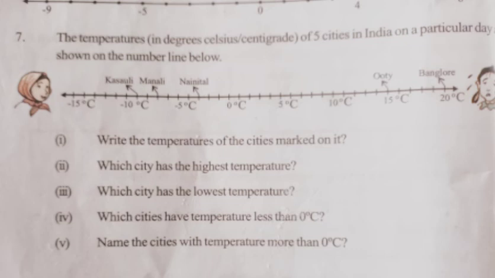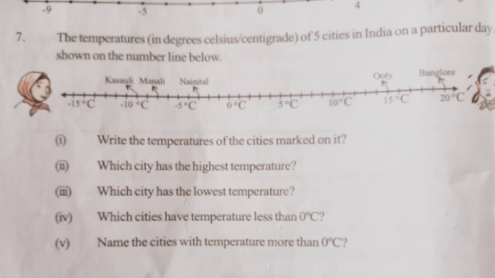Once you see here, one is at 15 degrees centigrade, that is Ooty. 20 degrees centigrade, that is Bangalore. And here, if you see very clearly, at minus 4 degrees centigrade, that is Nainital. And at minus 7 degrees centigrade, Manali. And at minus 9 degrees centigrade, that is Kausli. There are 5 internal questions here. Let us go for that. Write the temperatures of the cities marked on it. As I told you just now, you can write that.